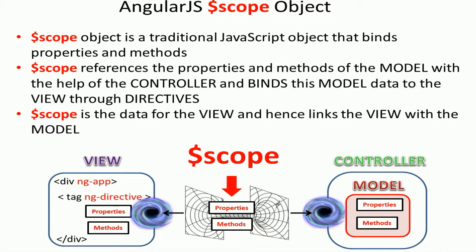The Angular scope object is a traditional JavaScript object that binds properties and methods. The scope object references the properties and methods of the model with the help of the controller, and then binds this model data to the view through directives. Hence, the scope hosts the data for the view as it links the view with the model. Both controllers and directives have reference to the scope, but not to each other. This arrangement isolates the controller from the directive as well as from the DOM, making controllers view agnostic.